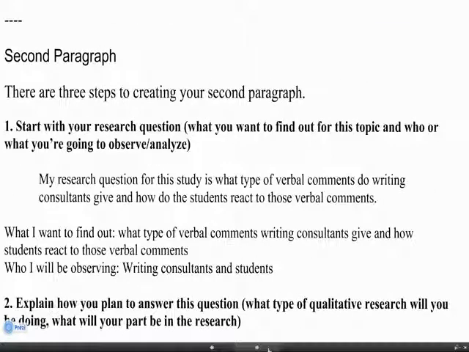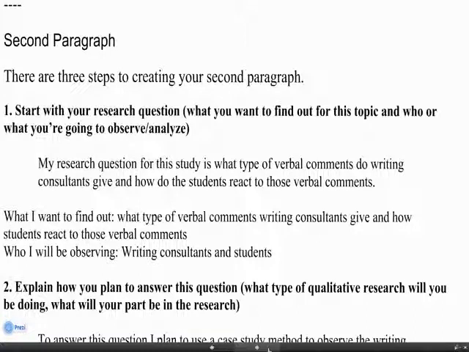So after you do this first paragraph, your second paragraph is 3 steps. So start with your research question, what you want to find out for this topic, and who or what you're going to observe and analyze. So what I wanted to find out was what type of verbal comments writing consultants give and how students react to these verbal comments. And so I'd be observing writing consultants and students.